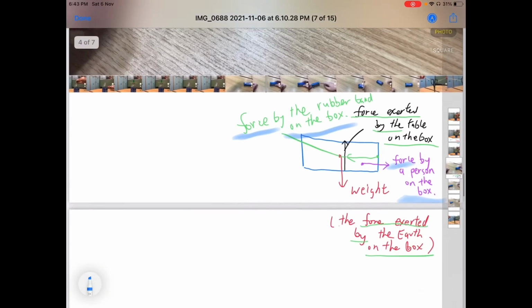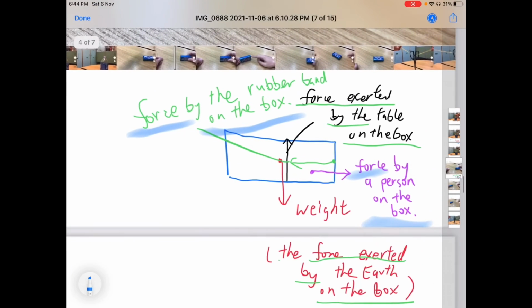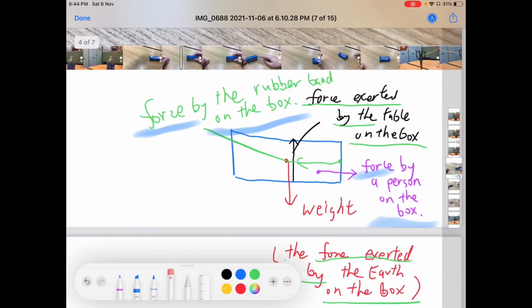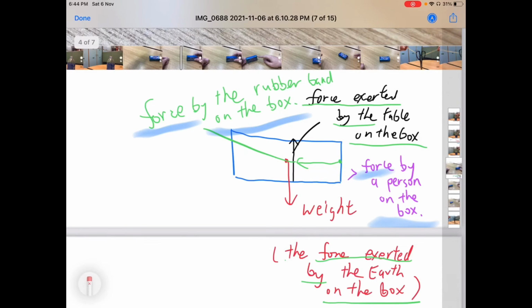And how can it be explained by this free body diagram? Okay, suddenly I remove my finger from this blue box so that the purple arrow disappears, at the moment I release the box. Then what is the overall effect?